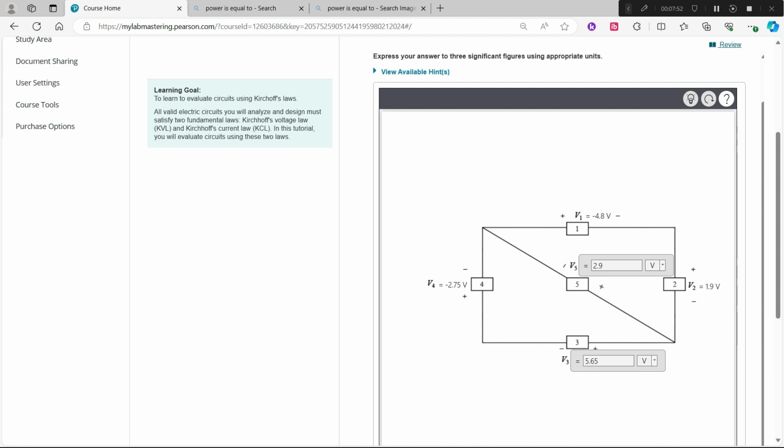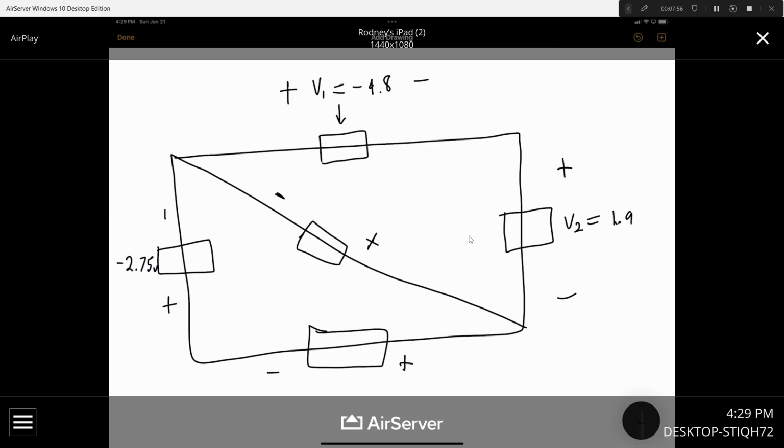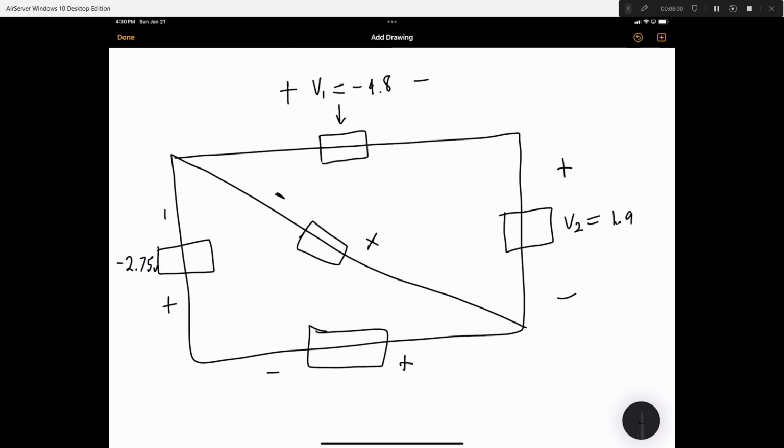Okay, let's go back to here. This is what I have written up right now. So we need to find here and here. So let's label all these. We'll label this one V1, V2, V3, V4, and V5. Alright, we're going to do it that way so we can get our signs right.